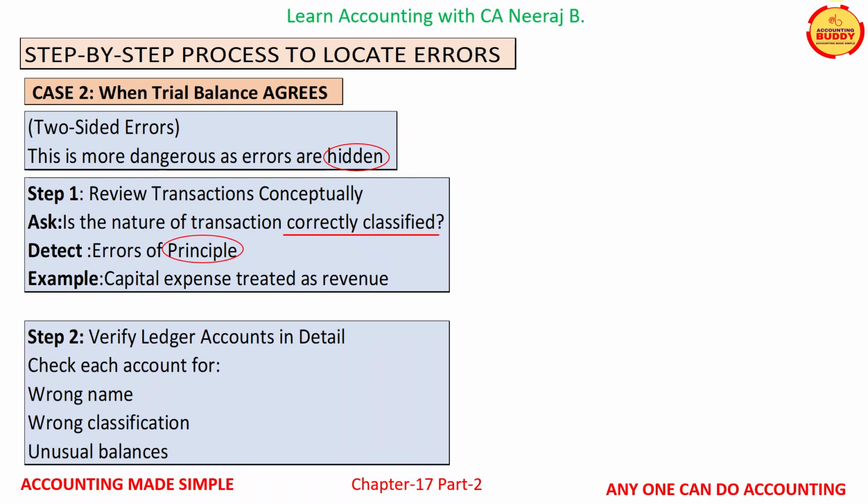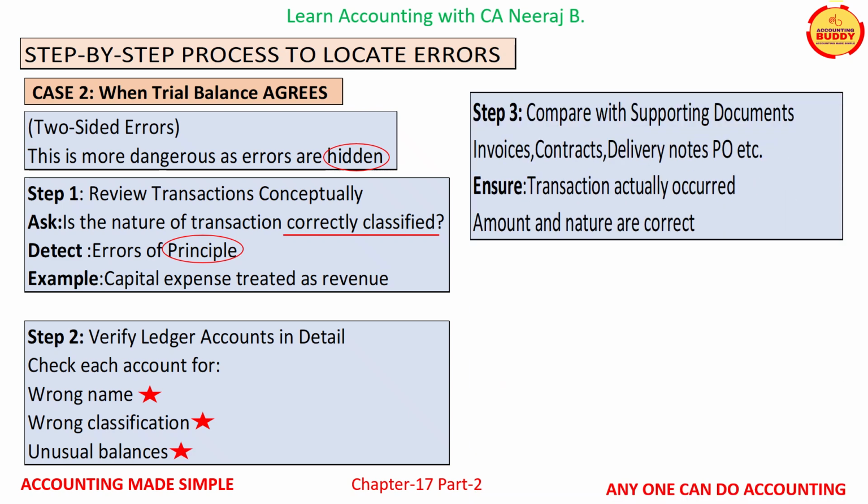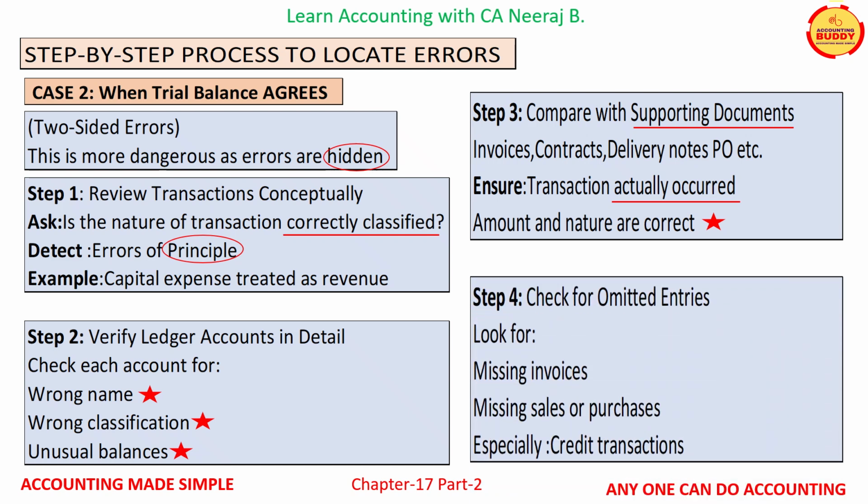As a second step, verify the ledger accounts in detail. Check each account for wrong name, wrong classification, and unusual balance. Third step could be comparing entries passed with the supporting documents such as invoices, contracts, purchase orders, delivery notes, etc. Ensure transactions have actually occurred and the amounts and the transaction nature are correctly recorded. As a next step, also check for omitted entries. Look for missing invoices, missing sales or purchase transactions, especially missing credit transactions.